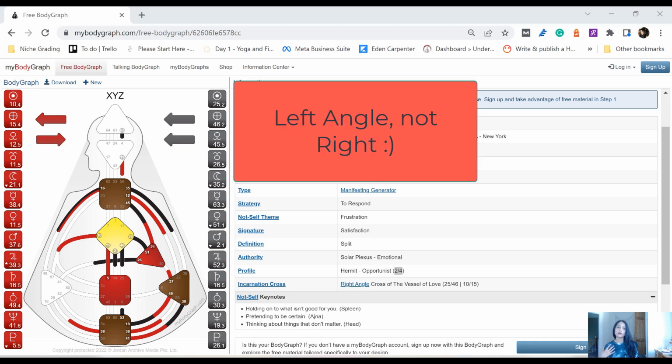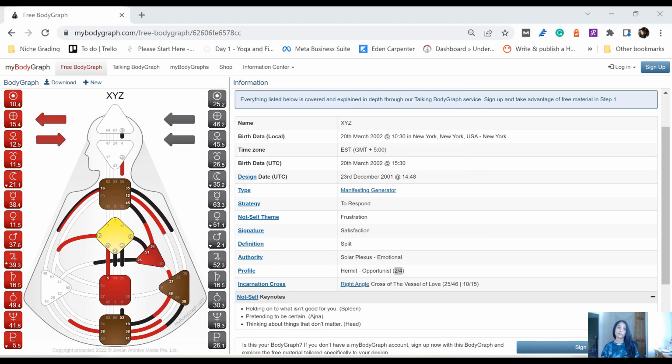And the left angle crosses are really the ones with transpersonal karma, where you cannot carry out your purpose on your own. You're here to help humanity, and you kind of have to do it. That's a part of your karma. So that is, I guess, a very high level distinction between all these different incarnation crosses. The majority of people will have a right angle cross. Juxtaposition is obviously very rare, just 3% of people, and the rest will have the left angle cross.